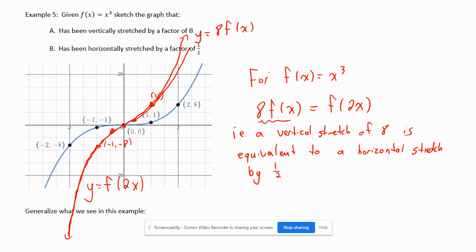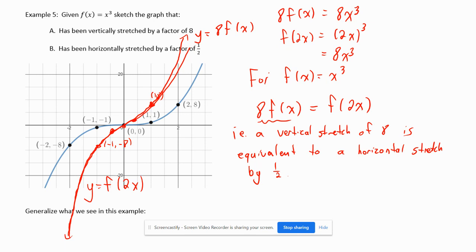What's this equal to? 8f of x equals 8x cubed. Well, f of 2x equals 2x cubed. If I apply this cube to the brackets here, that's the same thing as 2 cubed is 8x cubed, like this, okay? So you can see it graphically here. When we stretch it by a factor of 8 and we stretch it by a factor of 1/2 horizontally, we get the same picture. And algebraically, we'd see that 8f of x is going to equal the same thing as f of 2x for this function here.